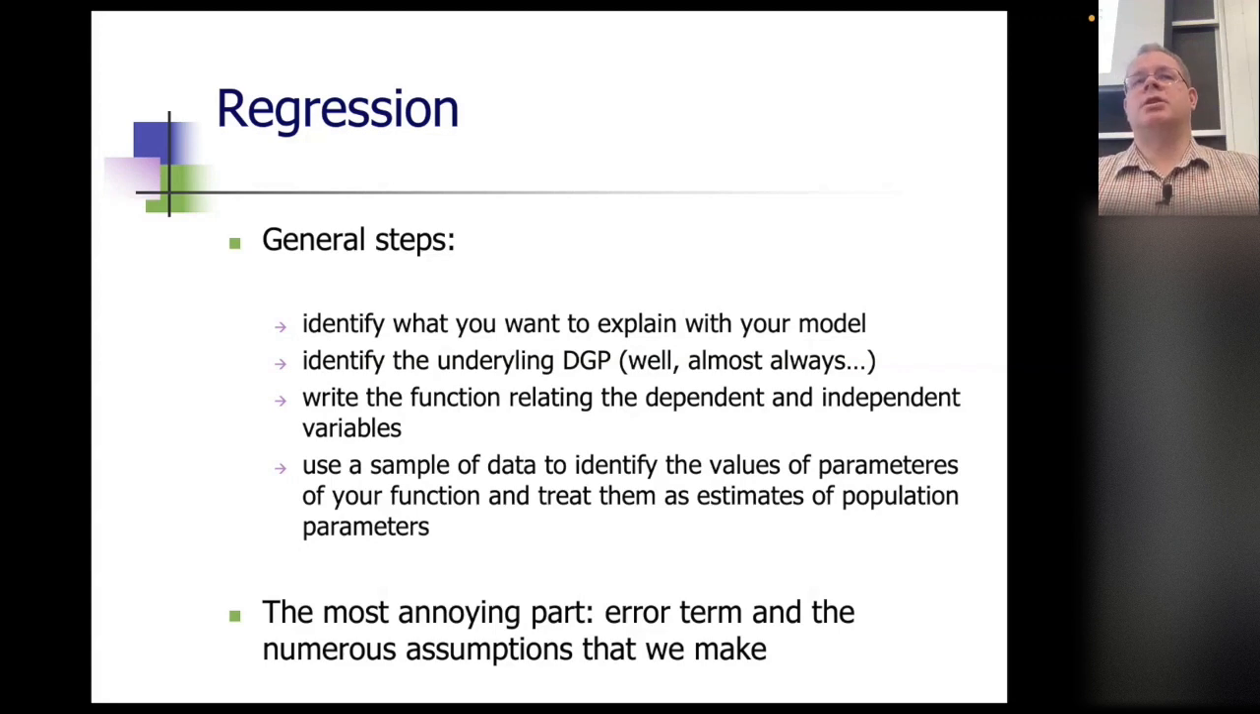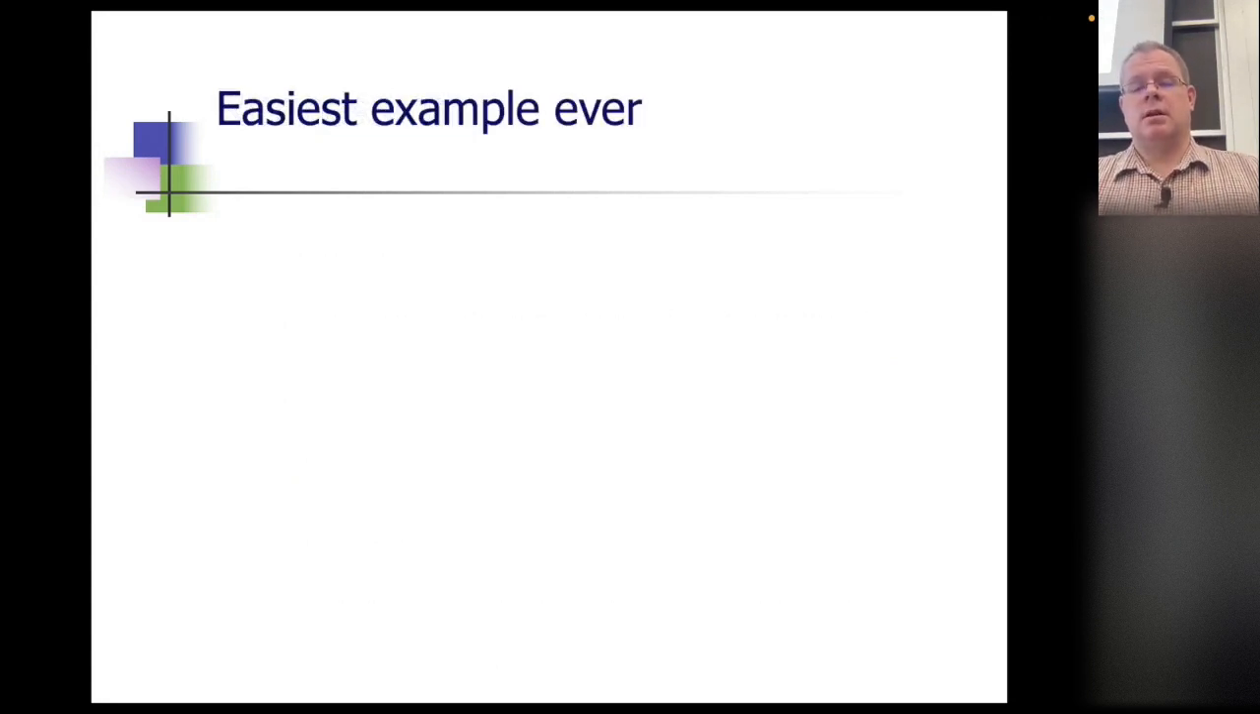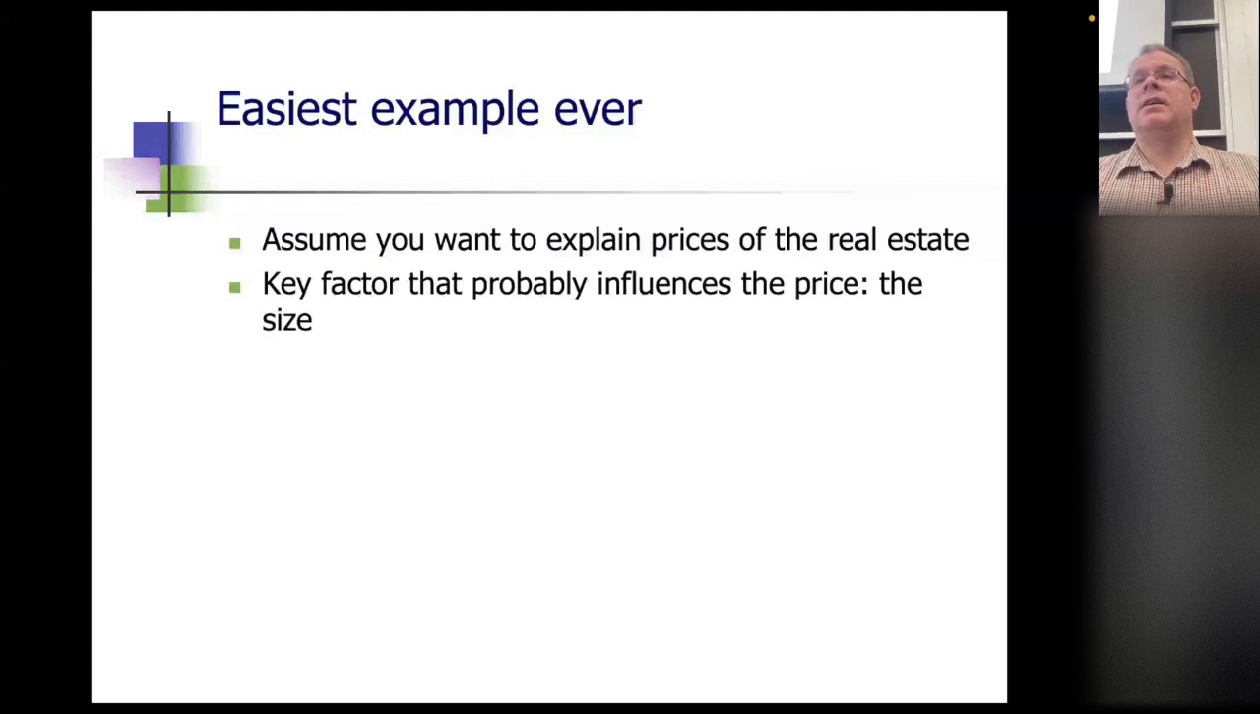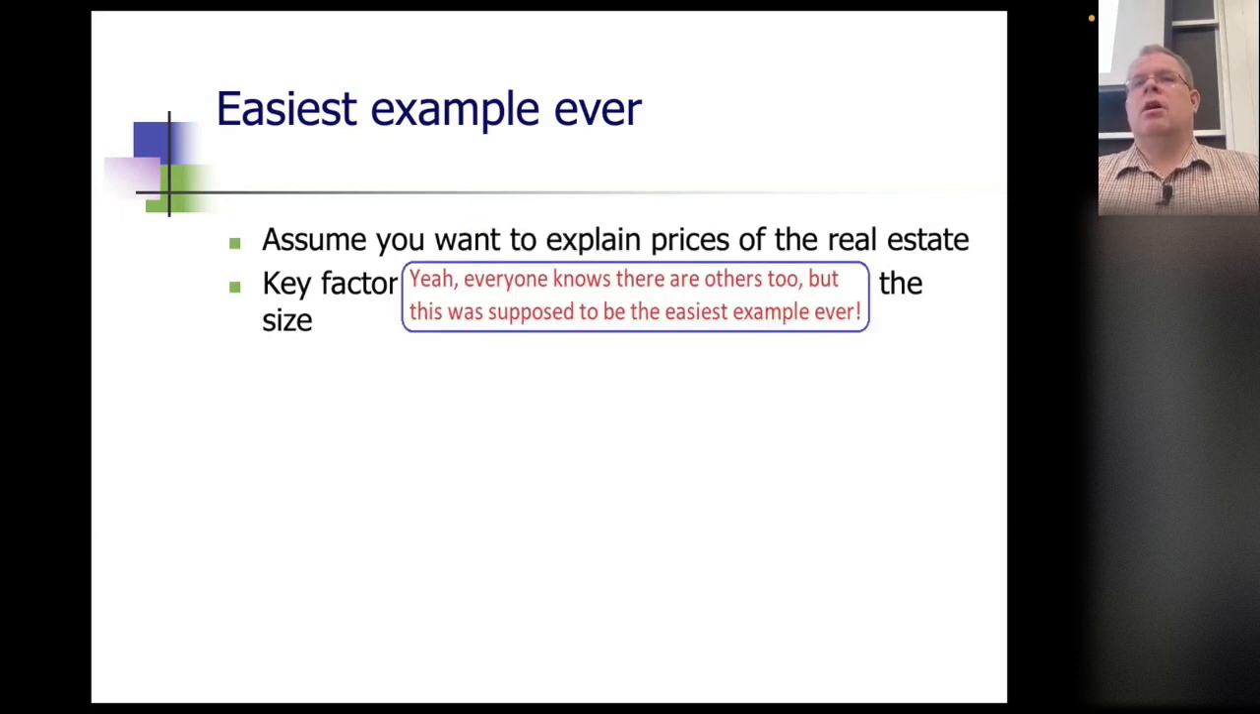Well, there's a couple of assumptions that you make about it. So let us see this. The easiest example ever, assume you want to, just as I said, explain the price of a real estate. Now, when you think about the data generating process, you might say, well, obviously, the key factor for the value of the real estate in certain places is going to be the size. So, of course, there are other factors too, but we are talking about the easiest example ever. So that's why let's limit the attention to just that.